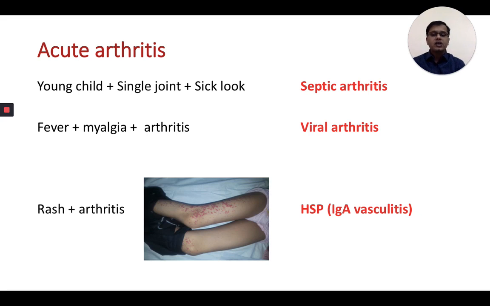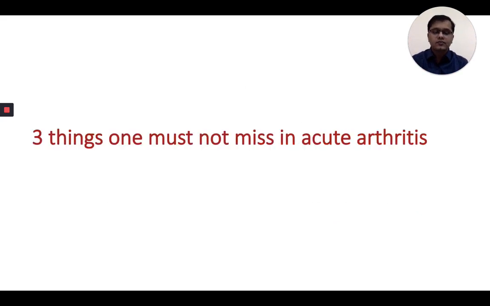If a febrile child has myalgias, arthralgias, and multiple joints swollen for a very short duration, this is likely viral arthritis. And if a child with arthritis is brought with this typical rash, the palpable purpuric rash over the lower limbs, we all know this is Henoch-Schönlein purpura, which is now called IgA vasculitis. So these are the common differential diagnoses in a child with acute arthritis. But what are those three things one must not miss in acute arthritis?